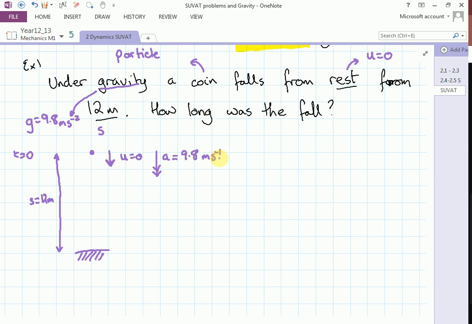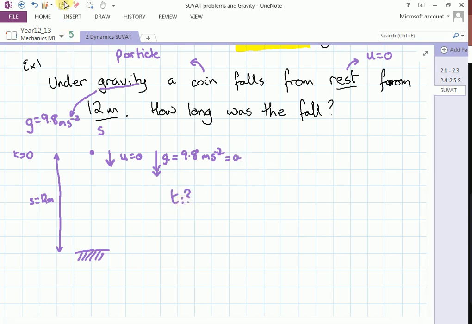Oh, so g is a in this case? Yeah, g is what leads to our acceleration. Sorry, I should have said g first. Second squared? Yeah, squared. And that should be an a. That's my acceleration. What is it we're trying to work out? Time.